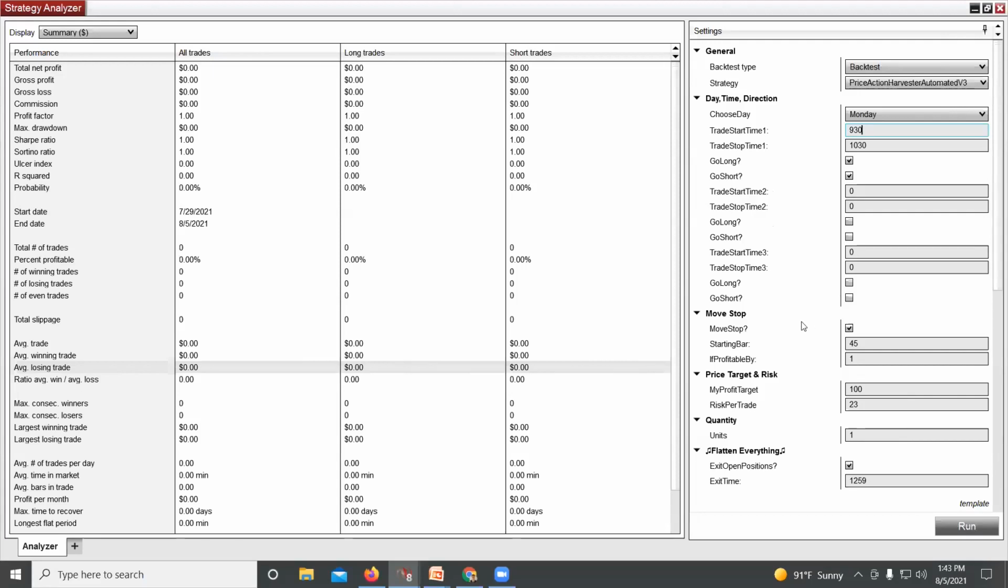Okay. So next we have move stop. For move stop, that's a little bit different also. What I do is, so you have a risk per trade. That's your stop. Let's say it's 23. These are all just hypothetical numbers. So it's 23 ticks. Okay.